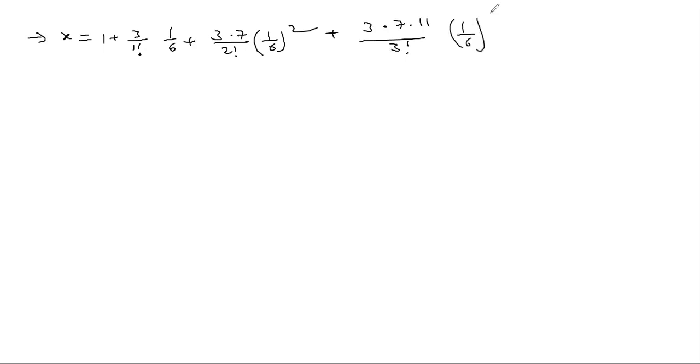Given x equals to 1 plus 3 by 1 factorial into 1 by 6 plus 3 into 7 divided by 2 factorial into 1 by 6 whole square plus 3 into 7 into 11 divided by 3 factorial into 1 by 6 whole cube plus and so on. Then x power 4, he's asking the value of x power 4.